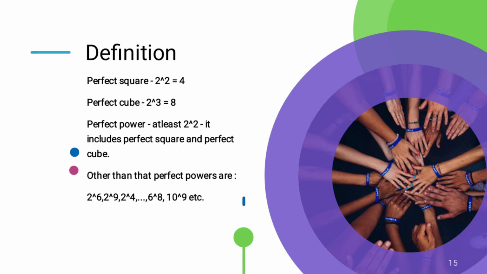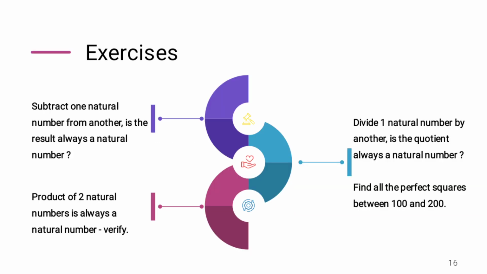At least 3 to the power of 2, 5 to the power of 2. Minimum power should be 2. Other than that, perfect powers are 2 to the power of 6, 2 to the power of 9, 2 to the power of 4, 6 to the power of 8, 10 to the power of 9, etc. Then let us see the exercises.